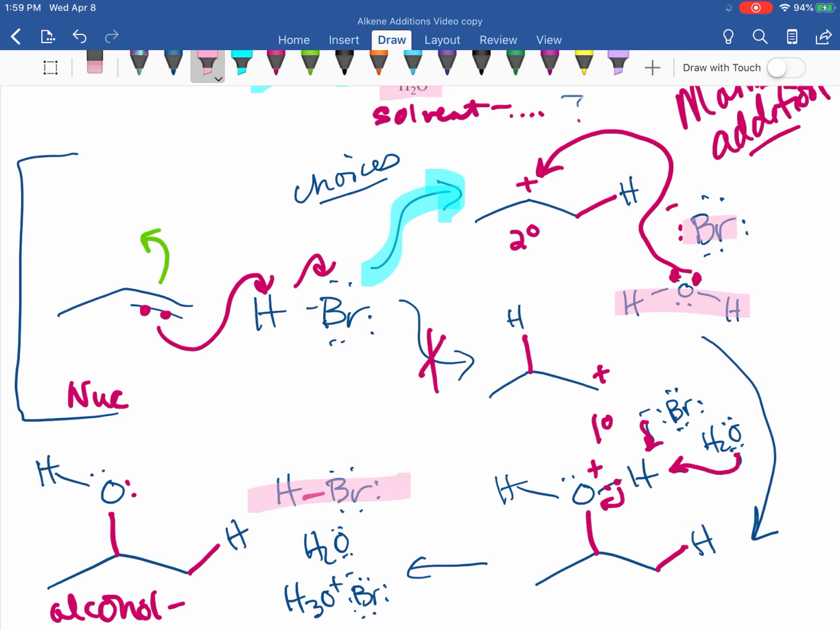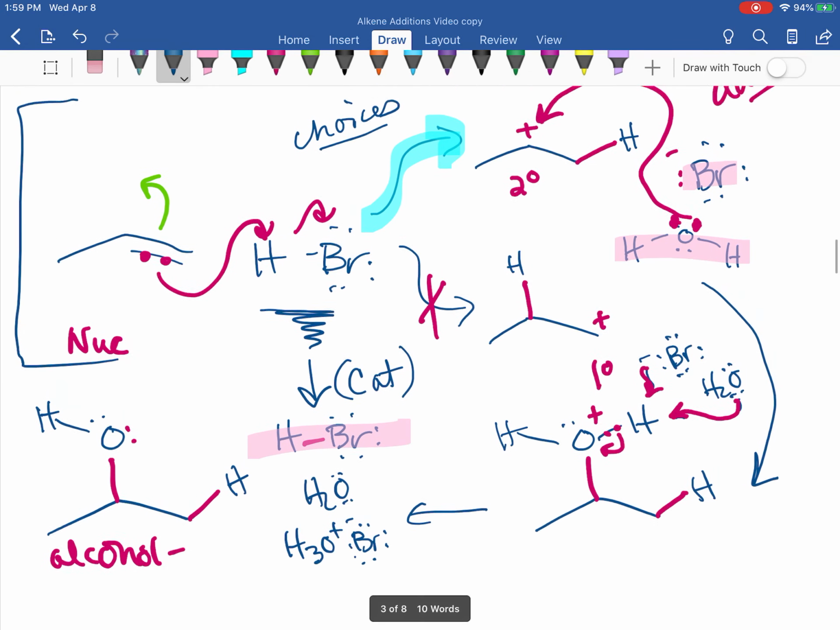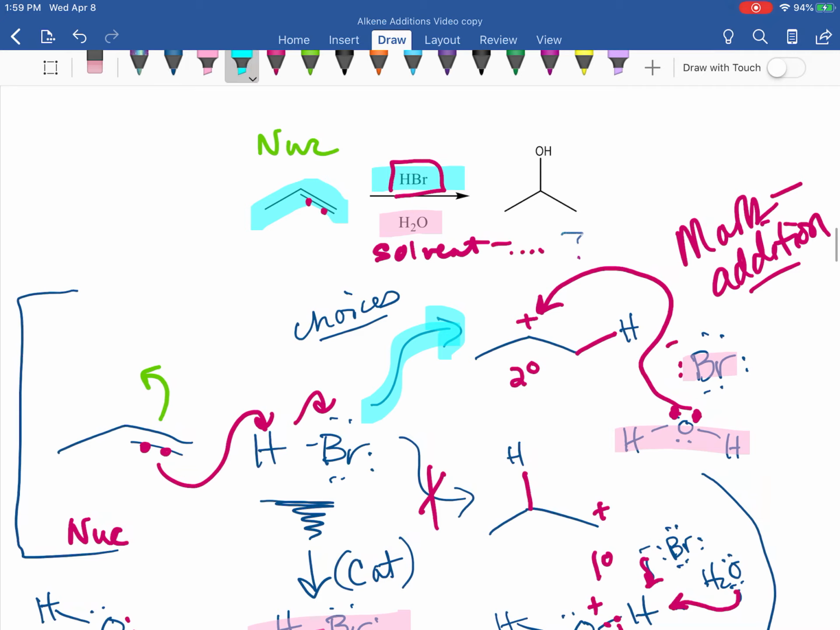This HBr, wait a second, didn't actually end up in our product. So in theory, it helped our reaction. We had to have it right there, but then we reformed it again. This is a catalyst. So in fact, that HBr can be catalytic in this process, and then we will make our alcohol. Okay, I love it. One simple change and we have a totally different product. And now we have this nice alcohol instead.